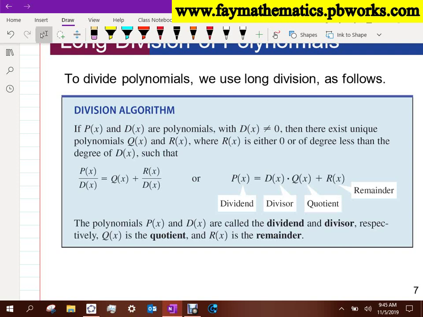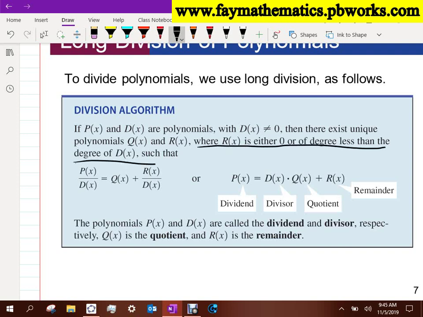Because in the denominator, we're going to divide by a polynomial, and it can't divide by zero. Okay? So then there exists a unique polynomial Q of X and R of X, where R of X is either 0 or degree less than the degree of D of X. Now, that phrase right there is basically setting up the algorithm for us.